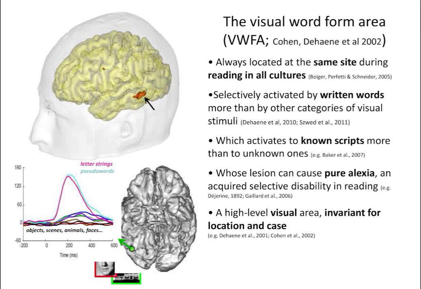The selectivity for words and letter strings can be very strong. If you have electrodes that are placed inside the brain, like in this case of epilepsy patients, you can find electrodes that will react only to letter strings, or to pseudo-words, or to words, and not to any other category of objects, or faces, or houses. So there is a selective system.